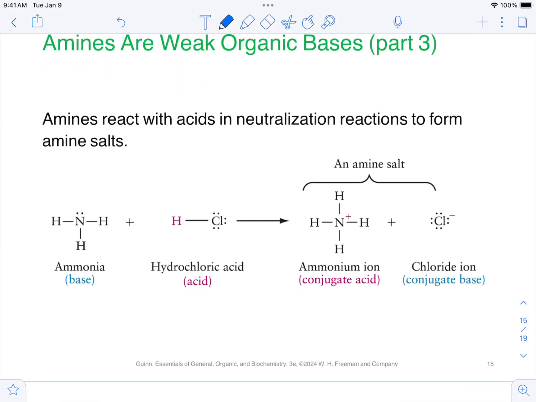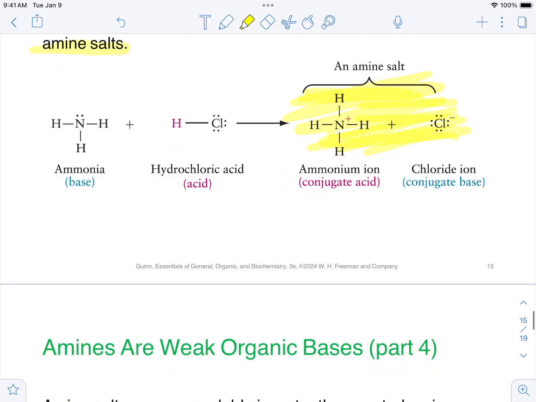When your amines acting as bases react with acids, you will form something called an amine salt. So amine salt is your products here. So very similar to acid-base reactions, but now we're just getting this amine salt as our product.